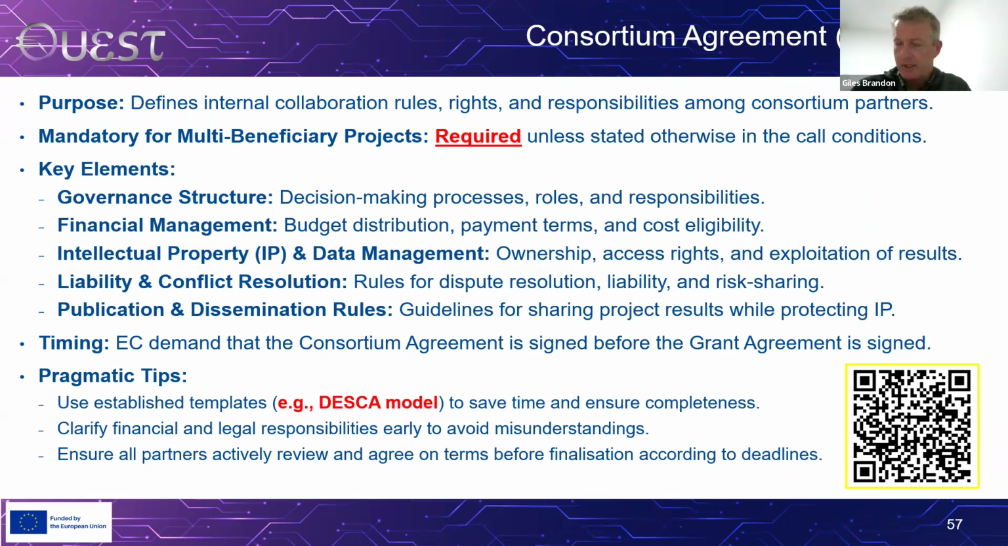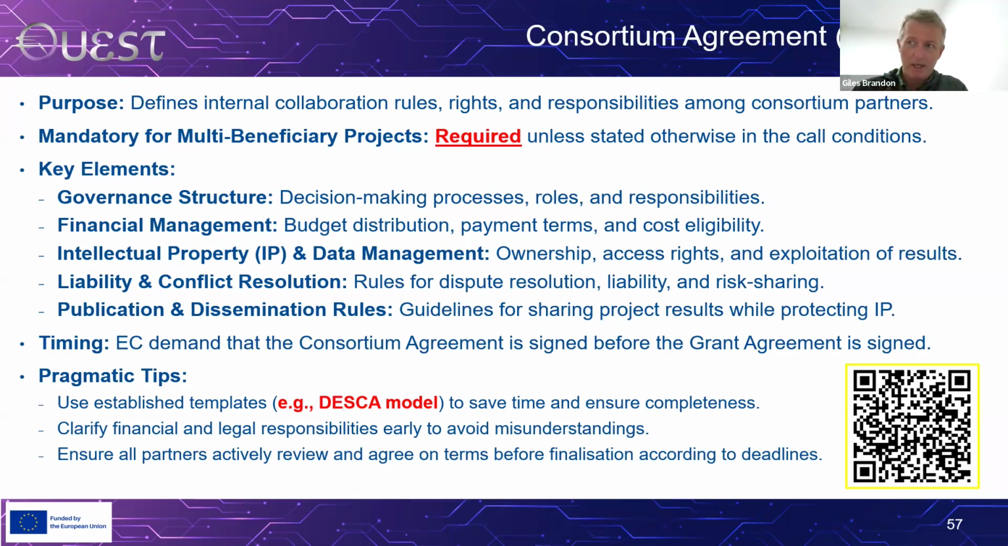Last slide, and I apologize it's taken so long, this presentation, but the last thing you really need to think about if you want a project is what's called the consortium agreement. So the consortium agreement is an agreement just amongst the consortium partners. It doesn't involve the Commission. The purpose of it is to identify internal collaboration rules, rights, and responsibilities among consortium partners. It's mandatory for multi-beneficiary projects.